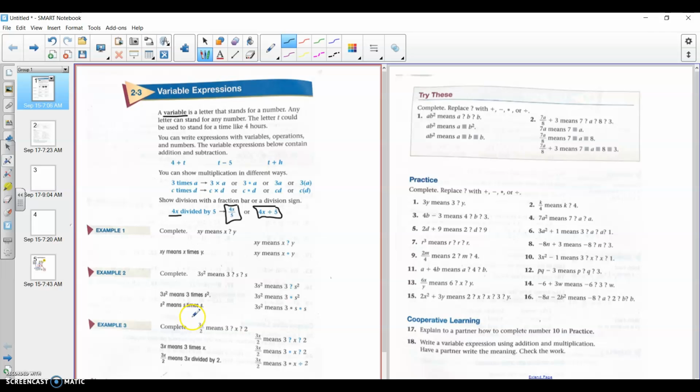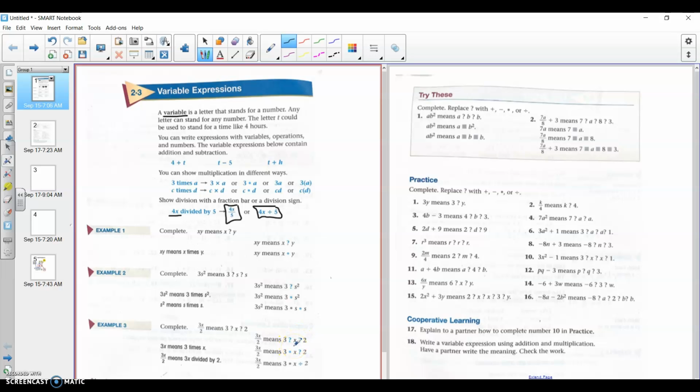Example number 3, complete. 3x divided by 2 means 3 blank x blank 2. All right, well, what did you do first? Well, you're going to take 3, and what's missing is the times, because it's 3 times x first. I said negative, but it's not negative, it's just 3. My apologies there. But 3 times x first, so we get 3 times x.